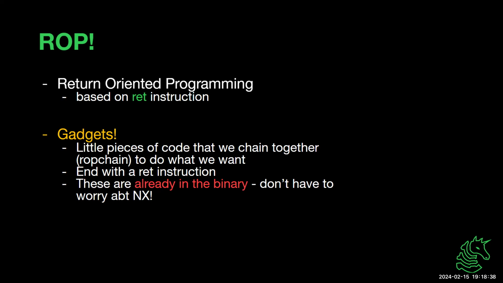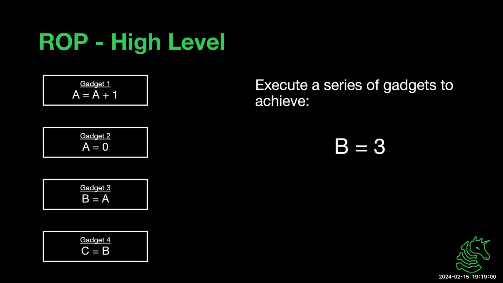These gadgets will already be in the binary, or in some cases, in libc, which is linked to the binary. So we don't have to put shellcode anywhere. We don't have to write anywhere. We just have to jump to specific places in the binary to be able to execute what we want. And so at a high level, this is kind of what ROP is. So you'd have these four gadgets that you can execute, and you want to make b equals 3. Does anyone have an idea of how we would achieve that using these four gadgets?